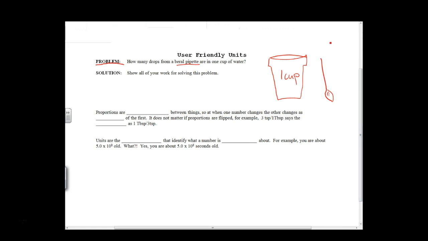And you'll be given a pipette. Now, a pipette, remember that's a little plastic thing. I don't know why I feel like I have to draw everything I say, but it takes up time and it's fun. So you'll have some water. You want to find out how many drops of water are in 1 cup.